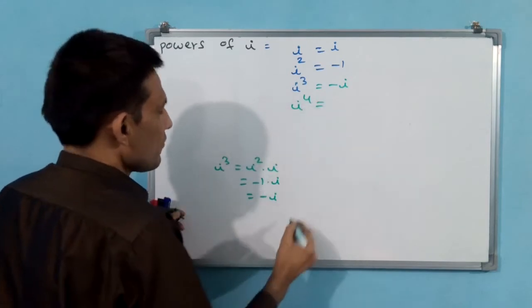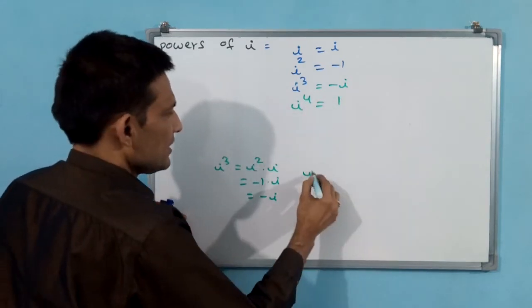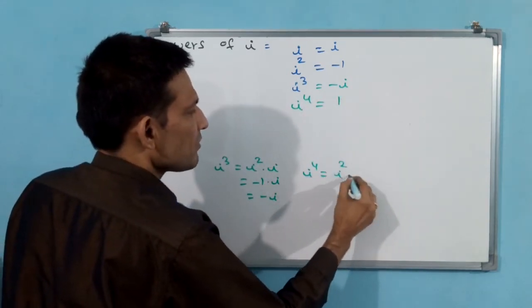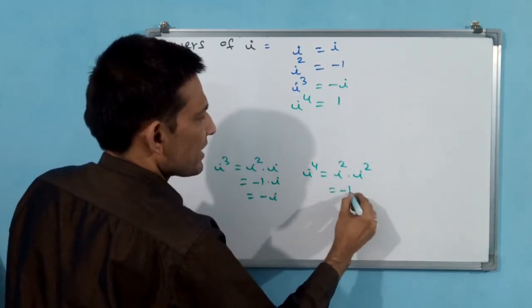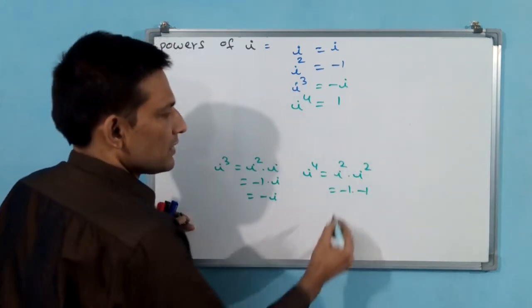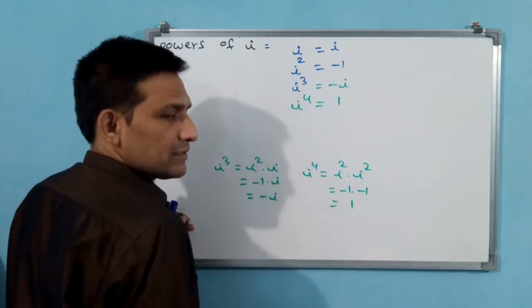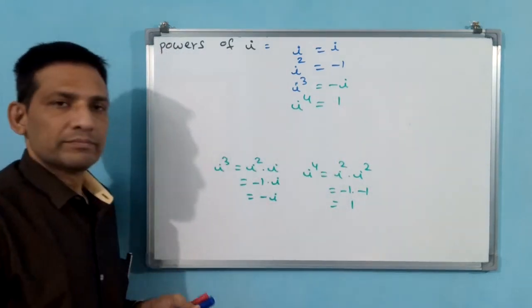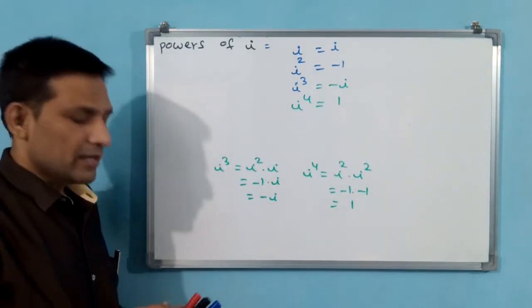I to the power of 4 is equal to 1. See, I to the power of 4 is equal to I square into I square, which is minus 1 into minus 1. Minus minus is going to get cancelled and plus 1 will come. You understand now how this has come?